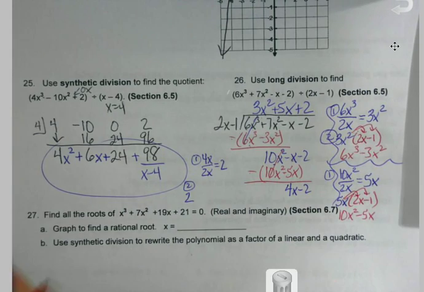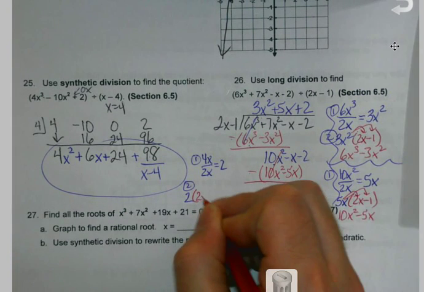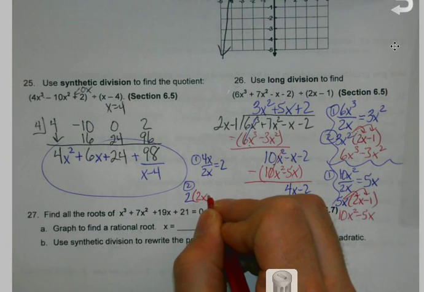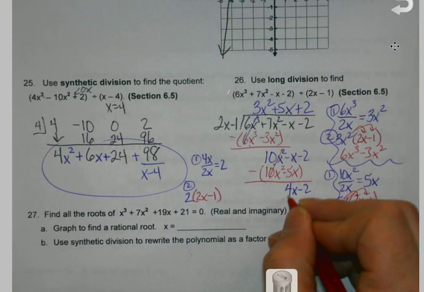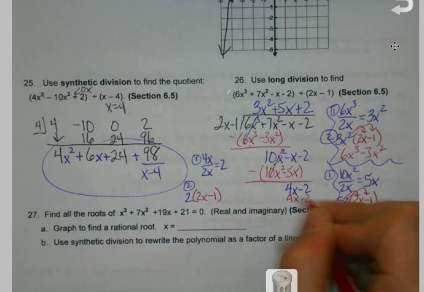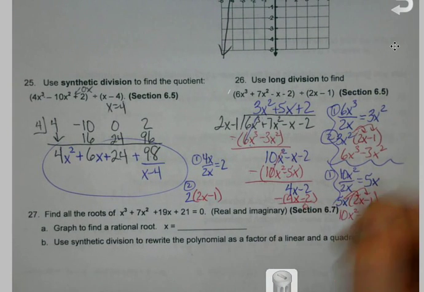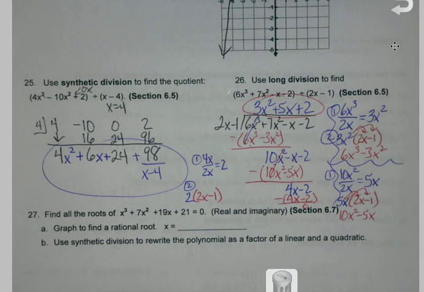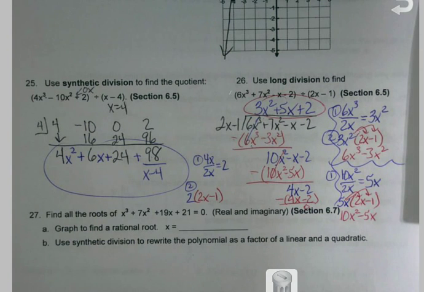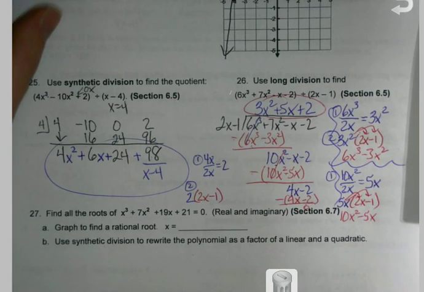And distribute that 2 through, which would be 4x minus 2, which cancels out everything and gets me to the answer. I'm going to do one. Moving on, we are also going to be taking a peek here at finding roots.